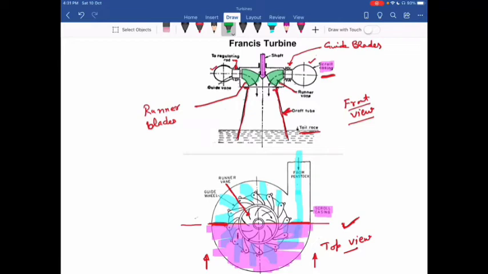Now here you see how water flows. The water enters the turbine through the casing, or you can say the casing is connected to the penstock. So water enters through the casing, and then it first enters the guide vanes, and then through the runner vanes, it goes to the draft tube, and then to the tail race. Similarly, from casing to guide blades, then to runner blades, to draft tube, and then to the tail race.